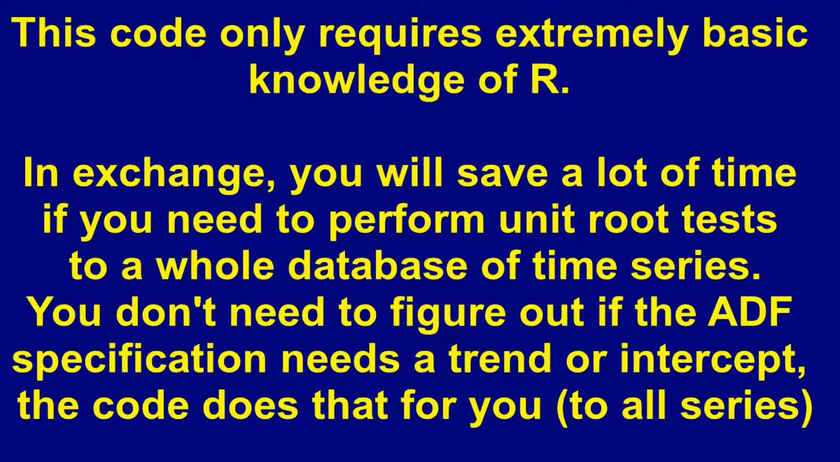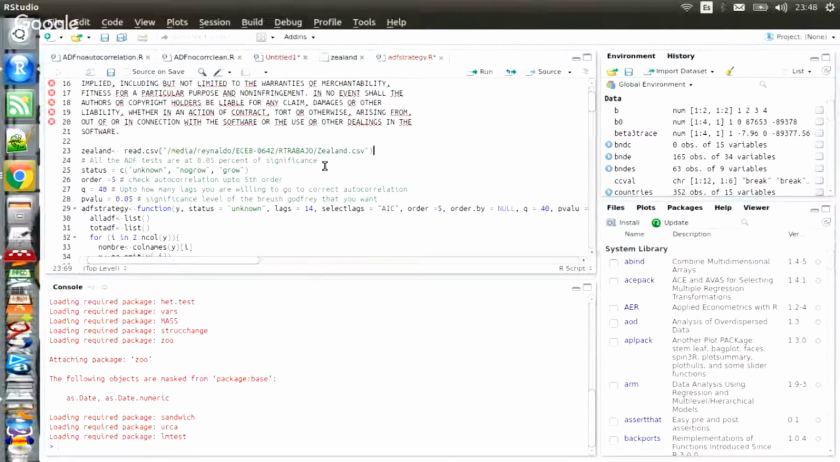Hello everyone. As you can see, this video will be based on R, and probably your experience is not with R, but it doesn't matter. You only need to work with R here to load your database, and after this the code will do everything for you. This code will select by itself if you need a trend or constant in the unit root test. Then you don't need to choose anything.